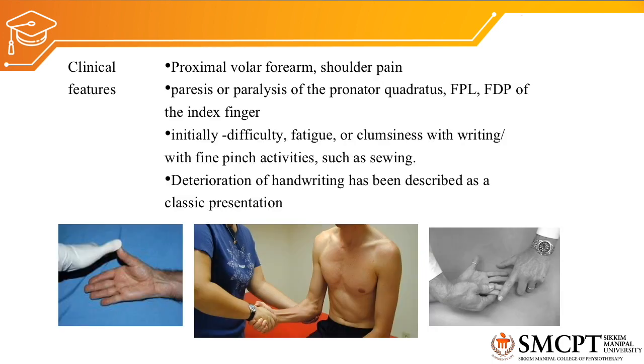The clinical features are proximal volar forearm pain, paresis or paralysis of the three main muscles which are supplied by this nerve: pronator quadratus, flexor pollicis longus, and flexor digitorum profundus. Initially, there will be difficulty in performing movements, fatigue or clumsiness with writing, with fine pinch activities such as sewing, typing, etc. Deterioration of handwriting has been described as the classical presentation of anterior interosseous nerve palsy.